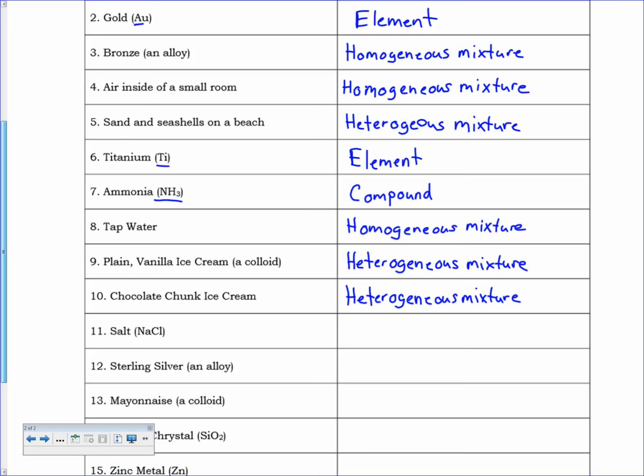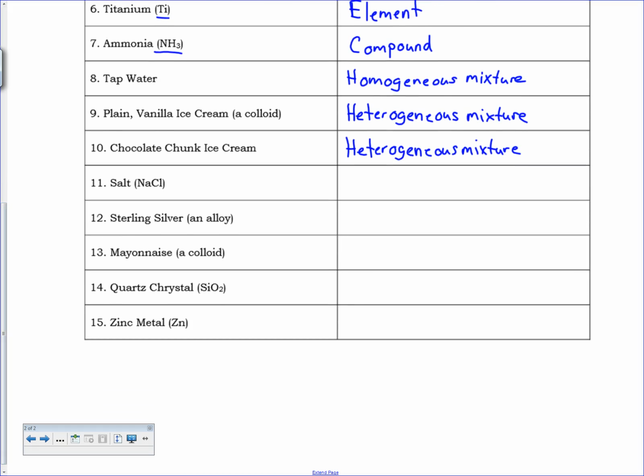Salt, NaCl, we have a formula there. So that tells me that it is a compound. Sterling silver is an alloy. Alloys are homogeneous mixtures of metals. The next one, mayonnaise, it says is a colloid, so that makes it heterogeneous. And then quartz crystal, it says here SiO2 is the formula, so that's going to be a compound.